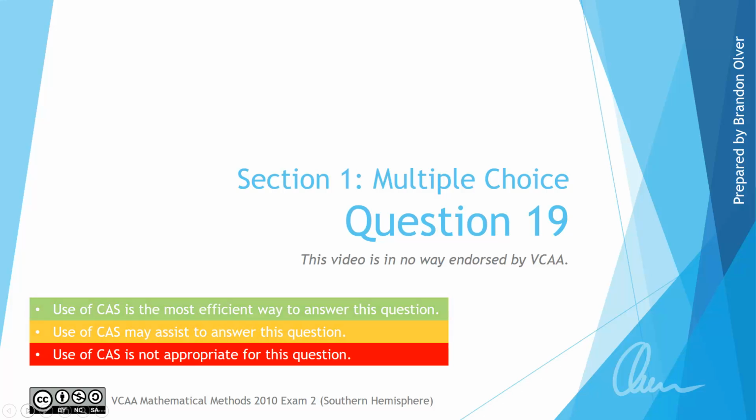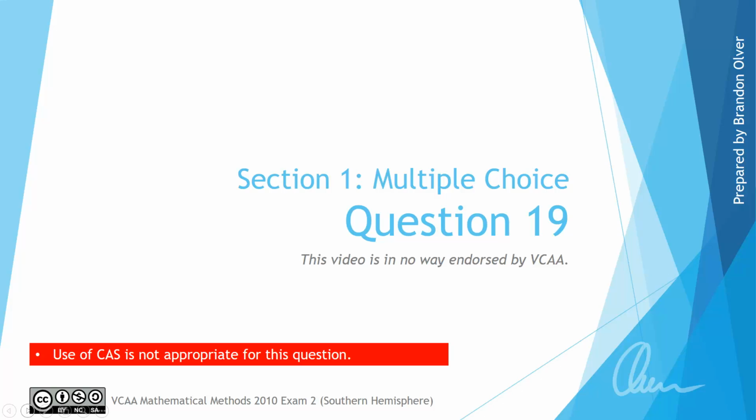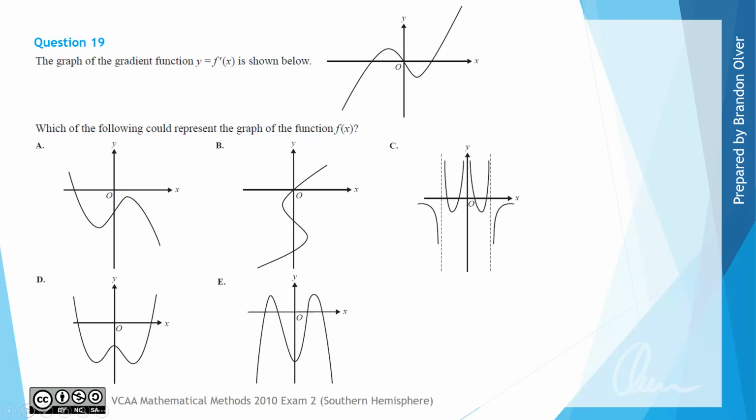And now before we move on, I'd just like to point out that the use of the CAS calculator is not appropriate for this question, as there's no way to input the information into the calculator. So for question 19, the graph of the gradient function f dash of x is shown. Which of the following could represent the graph of the original function f of x?